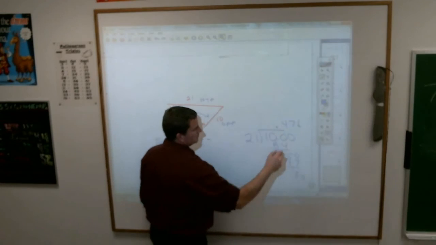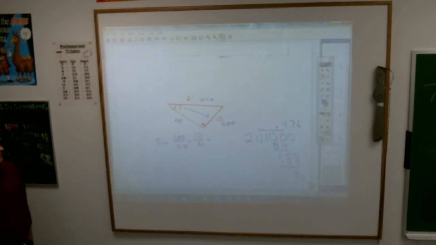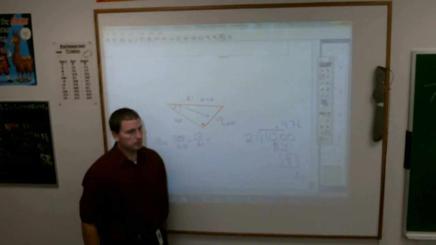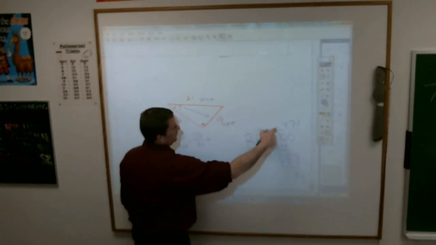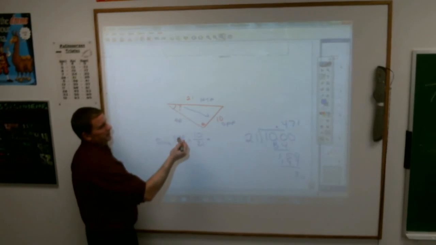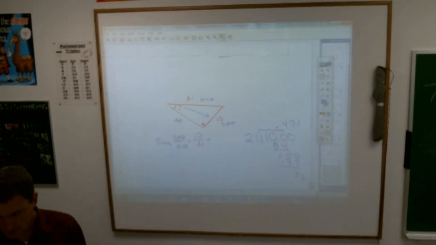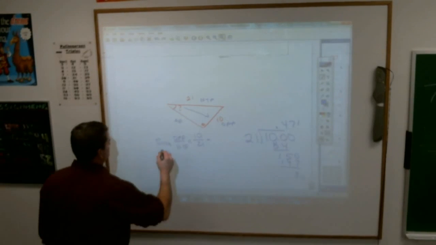I got 40. Did I do the division wrong? Yeah, that's what I got. So you find sine, the column that has sine in it, find 0.47 or something as close to that as you can get. 28 degrees. Sine of 0.47 would be, I'd use the 28 degrees.